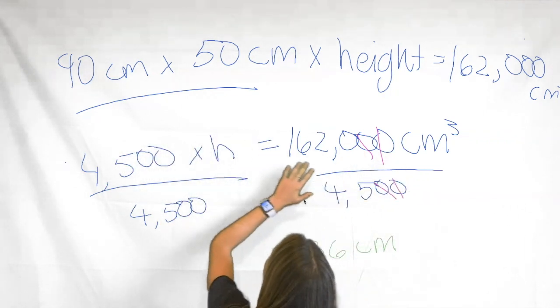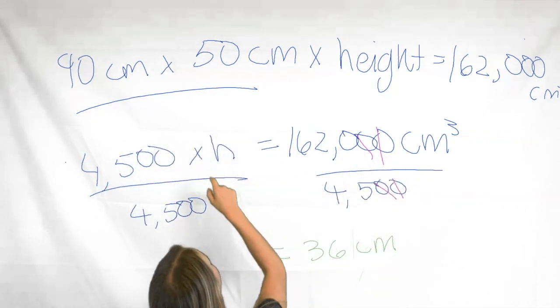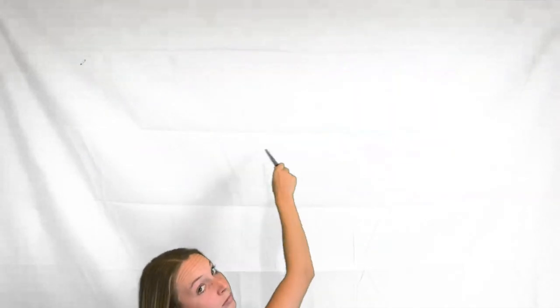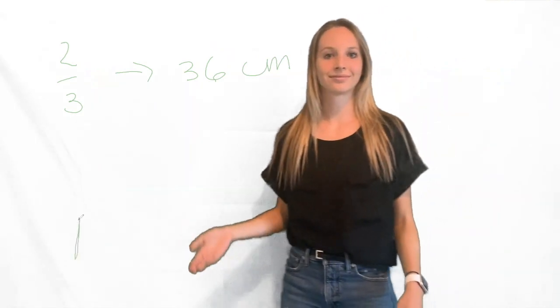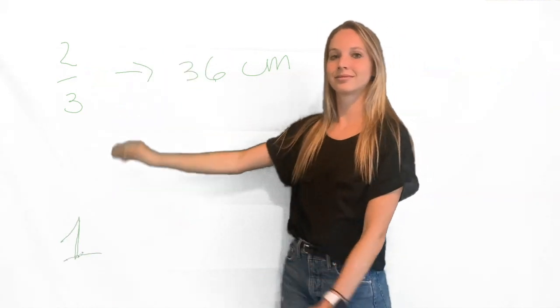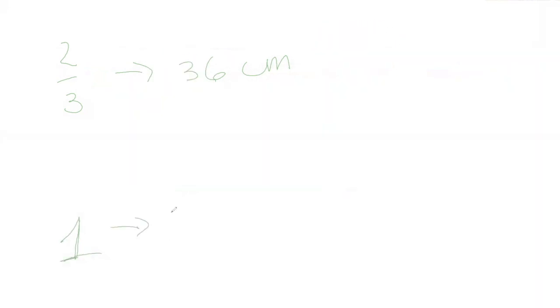But here's the thing. We found that 36 centimeters tells us the height of 2/3 of the tank, which is how much the water fills. But we need to find the height of the whole tank, and the water isn't filled to the top. It's only filled 2/3. So we have to solve that. How we would solve that is using the Unitary Method. So 2/3 equals 36 centimeters, and we have to figure out the whole tank, which we're going to represent as 1.